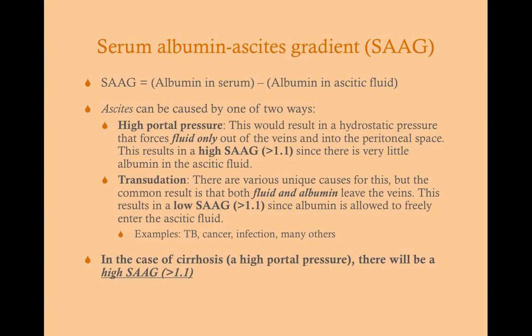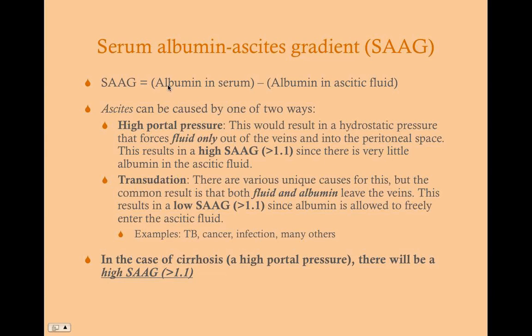So the way we determine what's causing the ascites is based on the difference of the albumin concentration in the serum from the albumin concentration in the ascitic fluid. Albumin concentration in serum minus albumin concentration in ascitic fluid. And so this is the serum albumin-ascites gradient, and it helps us determine what is causing the ascites, or at least what class of causes is causing the ascites. So for high portal pressure, this is going to be a high serum albumin-ascites gradient. So what would cause it to be high?